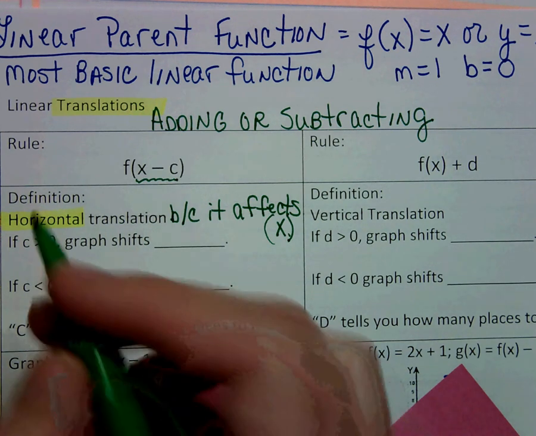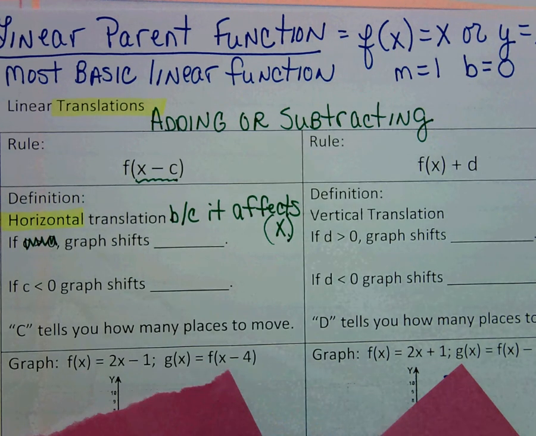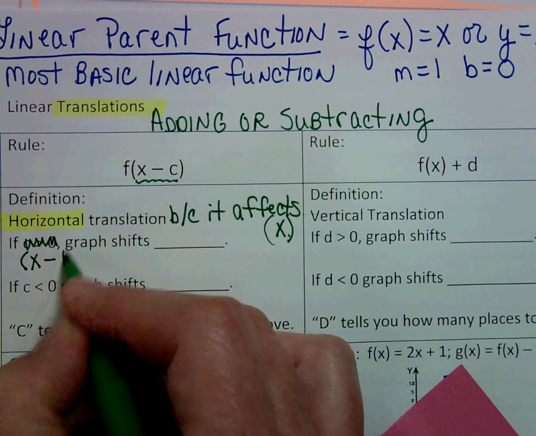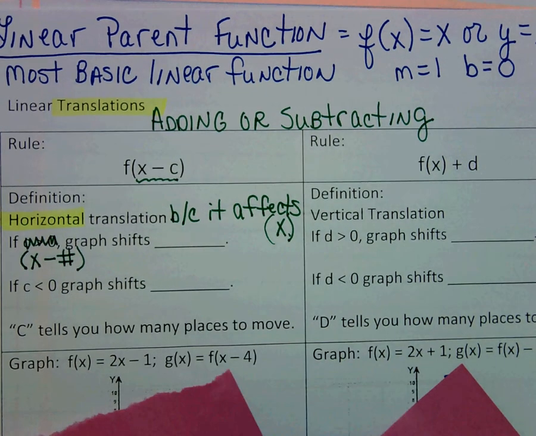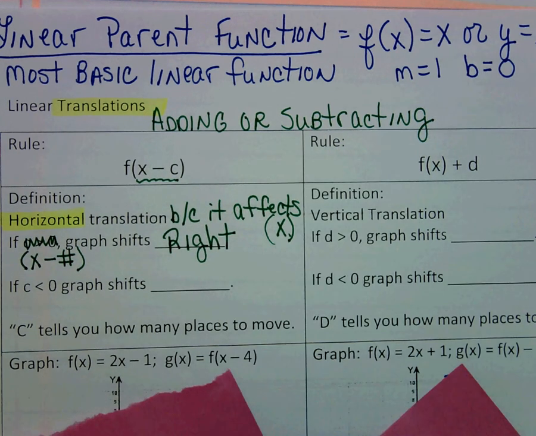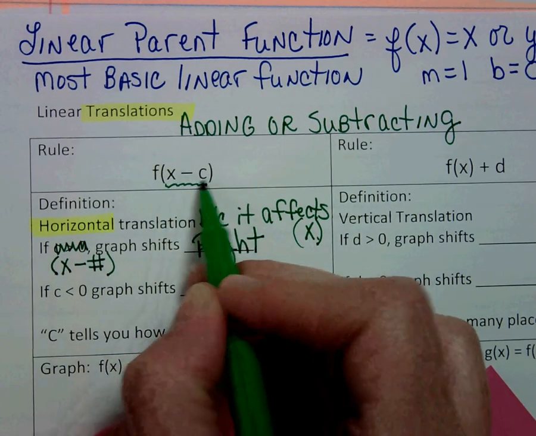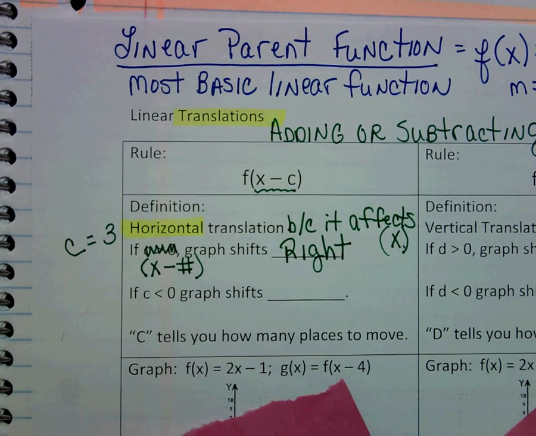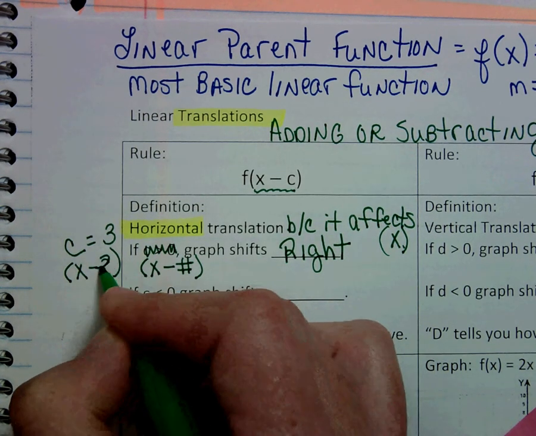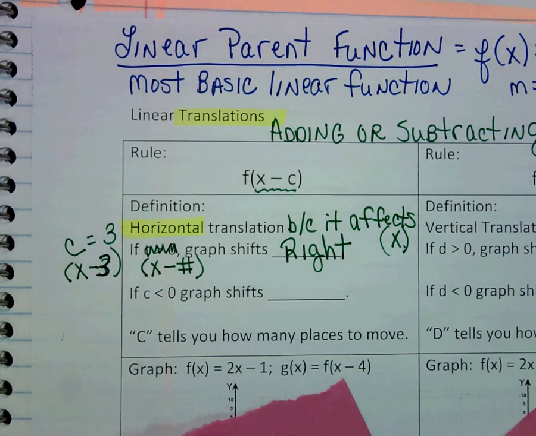Now I'm going to cross this out because I think this is a little confusing. If, in parentheses, it says x minus a number, your instinct is going to say that the graph shifts left, but it actually shifts right. And I want you to think about that. Our rule is x minus c. So if c was positive 3, when I plugged that in, it would say x minus 3. So see, we really put in a positive number, and we're really saying shift 3 units right.